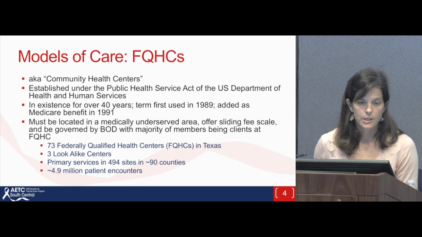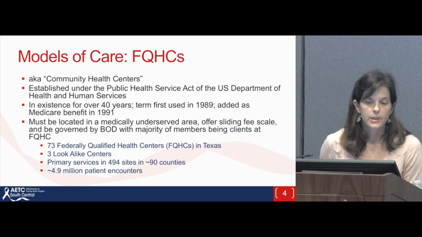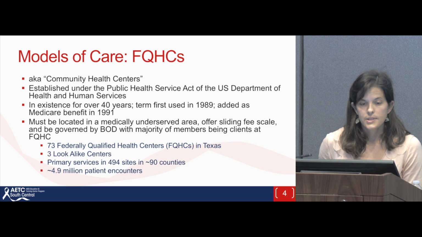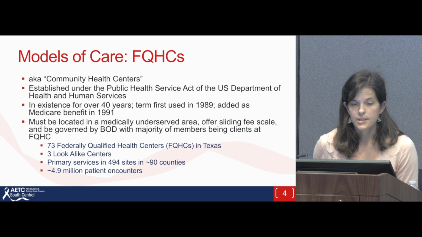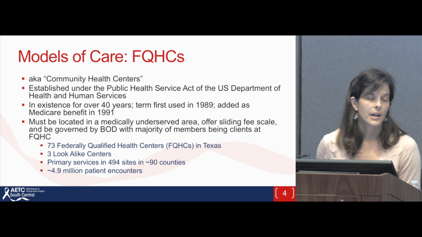To be an FQHC, you must be located in a medically underserved area, offer a sliding fee scale, and you must be governed by a board of directors with the majority of members being clients of the FQHC. In Texas, there are 73 FQHCs. There are 3 lookalike centers, which have all the tenets of an FQHC but don't receive the same funding. That means there are primary care services in over 494 sites in over 90 counties across the state, and that's roughly 5 million patient encounters every year.